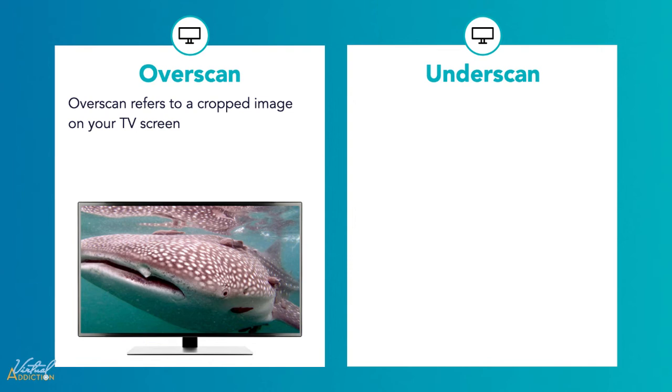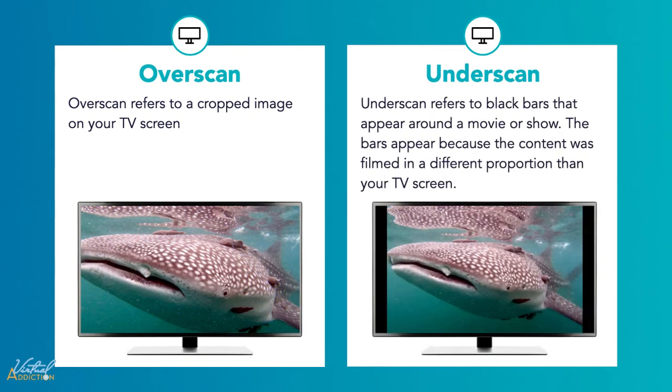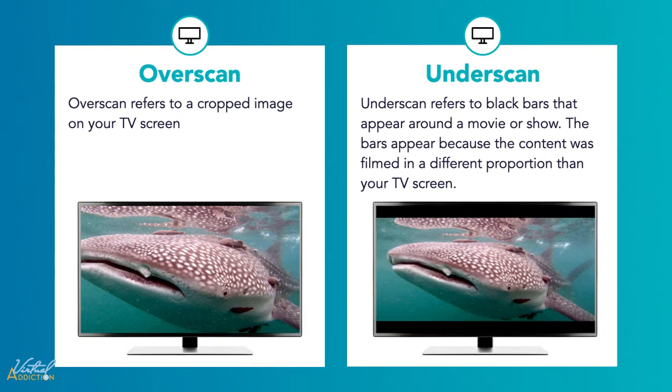Overscan refers to a cropped image on your TV screen. Underscan is usually intended. It refers to the black bars that appear around a movie or a show. The bars appear because the content was filmed in a different proportion than your TV screen.